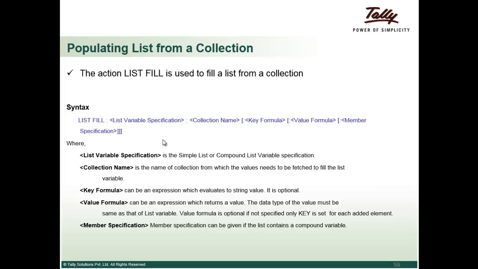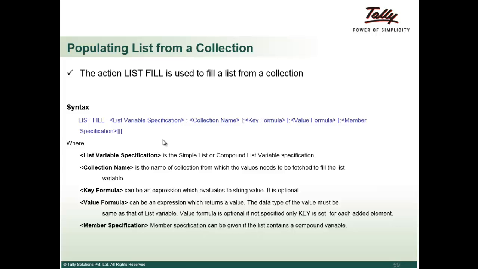Then we have the key formula, which is some expression evaluated in the context of the object in the collection. For example, if you are fetching the value from the ledger collection, you can give the key formula as $name. Then each element will have a unique key, the name of the ledger. Then we have the value formula, that is whichever value you want to fetch from the collection, you give here. And we have the member specification. If you want to add the value to a particular specific member, you can give the member specification, or else the first member of the compound variable will get the value. In case you don't give the value formula, the elements will be added to the list variable with the key.